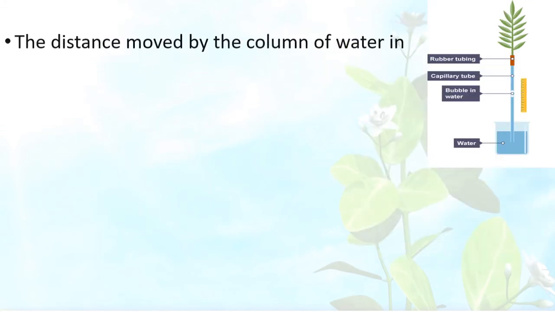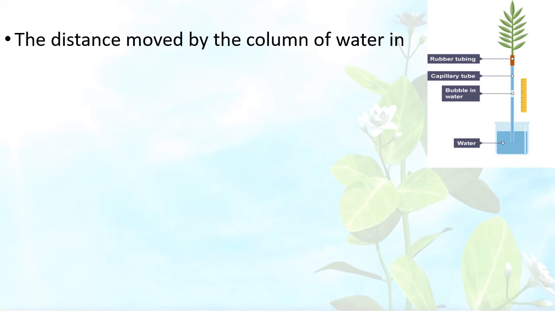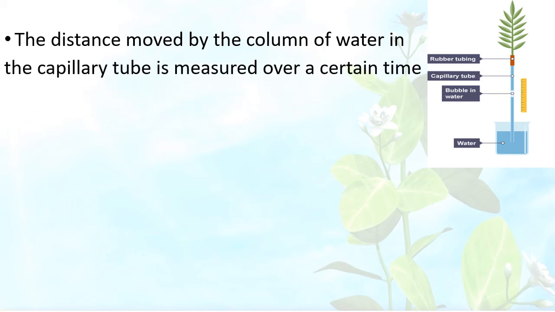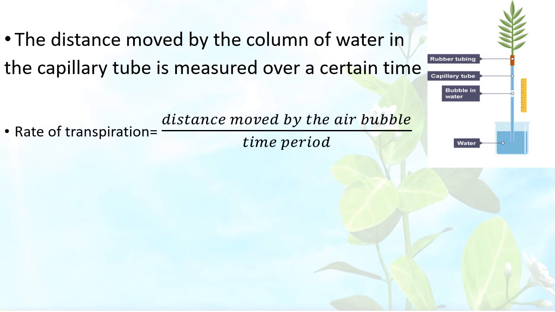The distance moved by the column of water in the capillary tube is measured over a certain time. We assume that uptake of water is equal to the loss of water. So we have to measure the uptake of water by using the movement of the water column. So we can measure the rate of transpiration by distance moved by the air bubble divided by time.